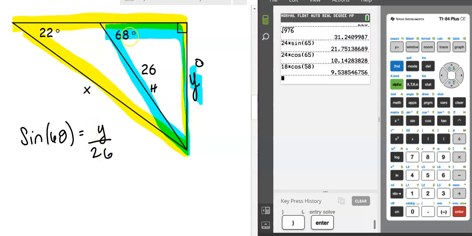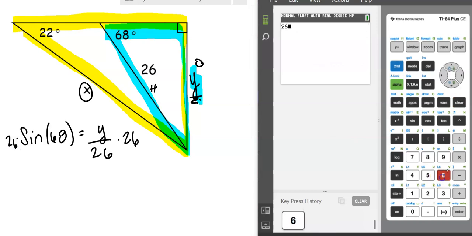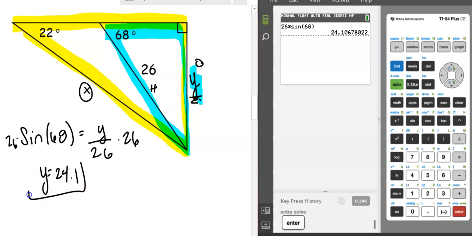Again, we have to use the small triangle. We had to add a y, right? Because we need a piece of the big yellow triangle to solve for x. Okay, so that's why we're doing this one. So we have to multiply each side by 26. So we have 26 times the sine of 68, which that one side is going to equal 24.1.